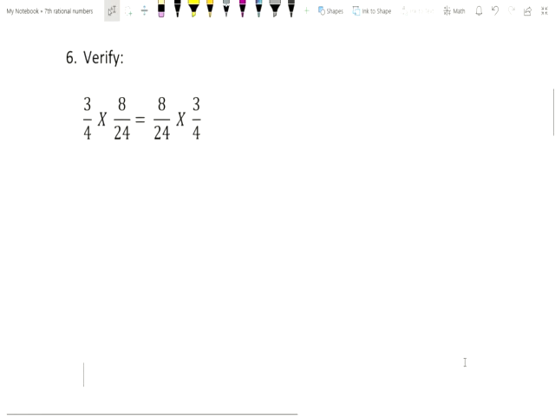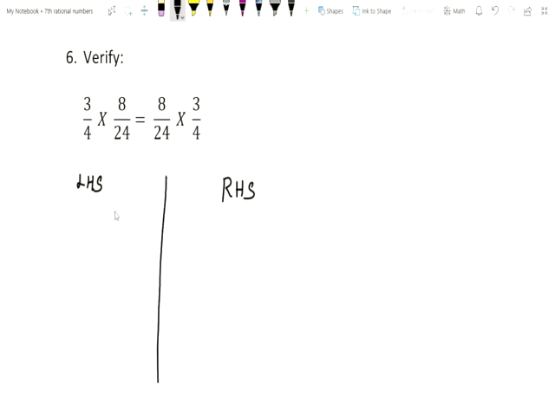Exercise 4.4, sixth question. Verify 3 by 4 into 8 by 24 equal to 8 by 24 into 3 by 4. So this is the left hand side, this is the right hand side. We are going to verify whether both the sides are equal or not. First you find the LHS value.